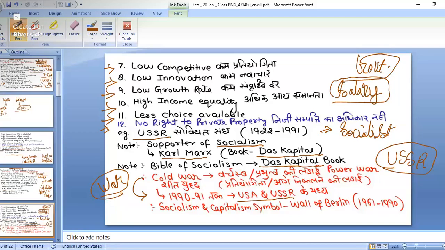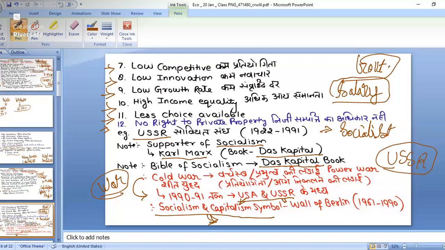And this particular Cold War was between the USA and the USSR. The USA had a capitalist economy, and the USSR had a socialist economy. So socialism and capitalism were the two sides. These things were fought between the USA and the USSR, and that particular war we call the Cold War.